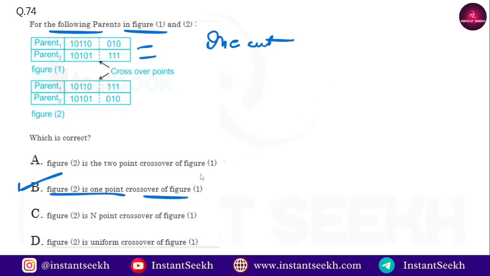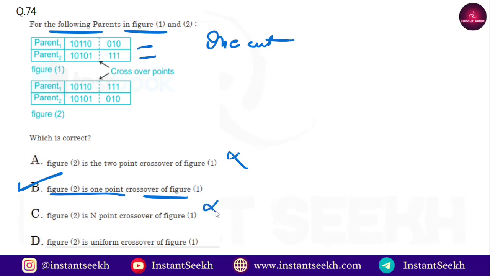Okay, so it is what? It is 1 point crossover figure. Okay, now what are the other options? 2 point crossover has two separate crossover points, but here there is only one cut, so this gets eliminated. N point means multiple crossover points are there, more than one. Okay, so this is also wrong.